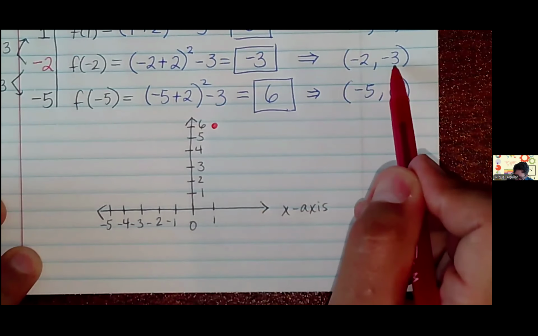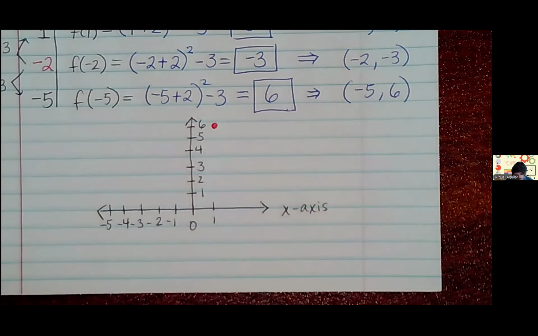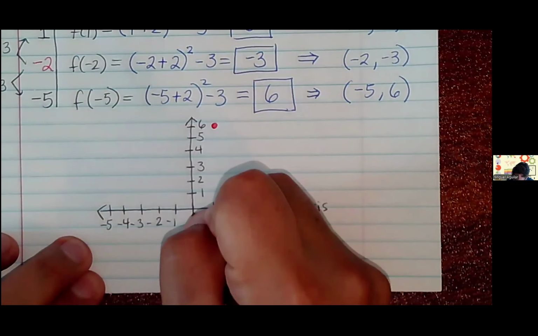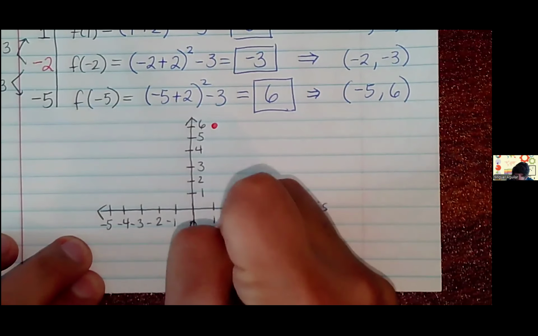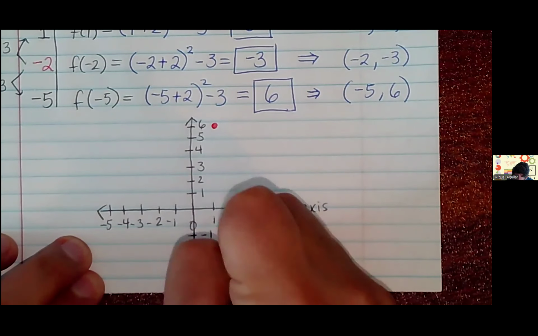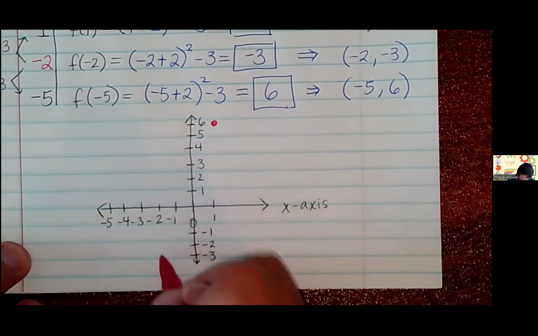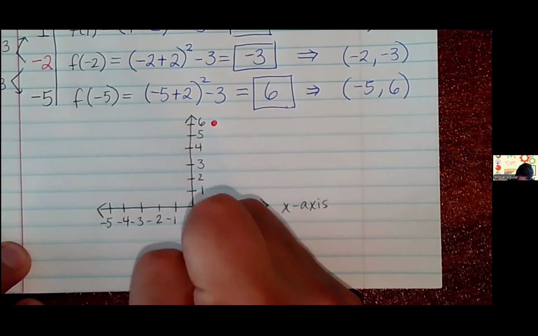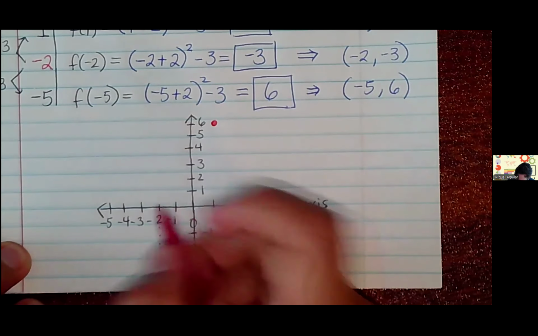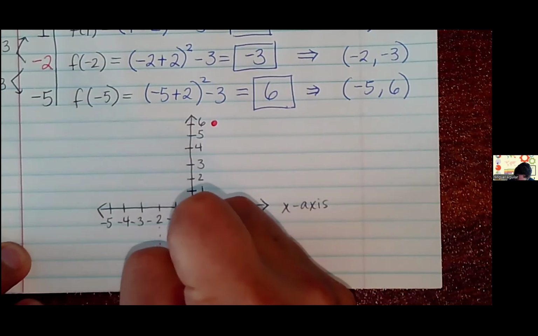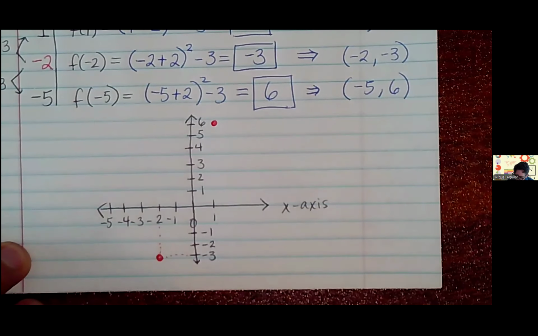(-2, -3). Oh, I needed to go down on my y-axis actually. So I need to go down here and call this -1, -2, -3. So we need to go -2, -3, which is down here. I'm just putting little dotted lines to help me line this up. (-2, -3), plotted.